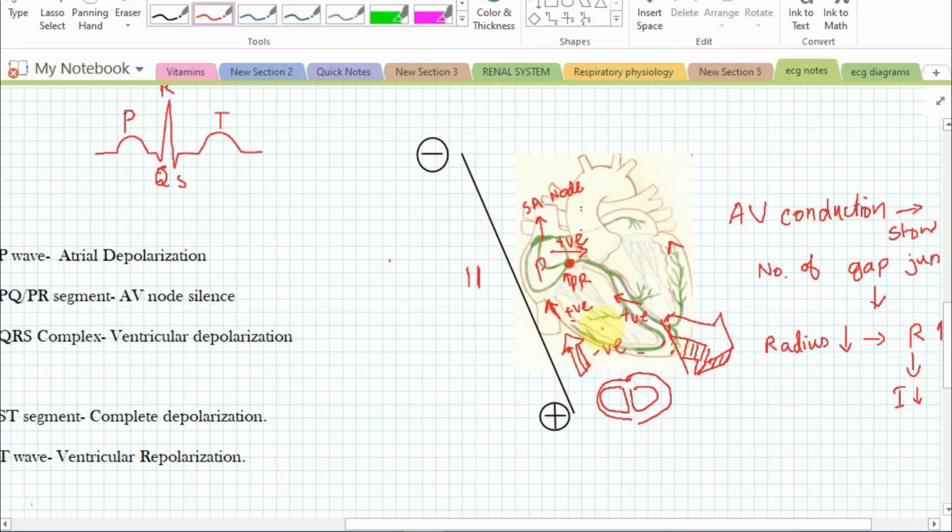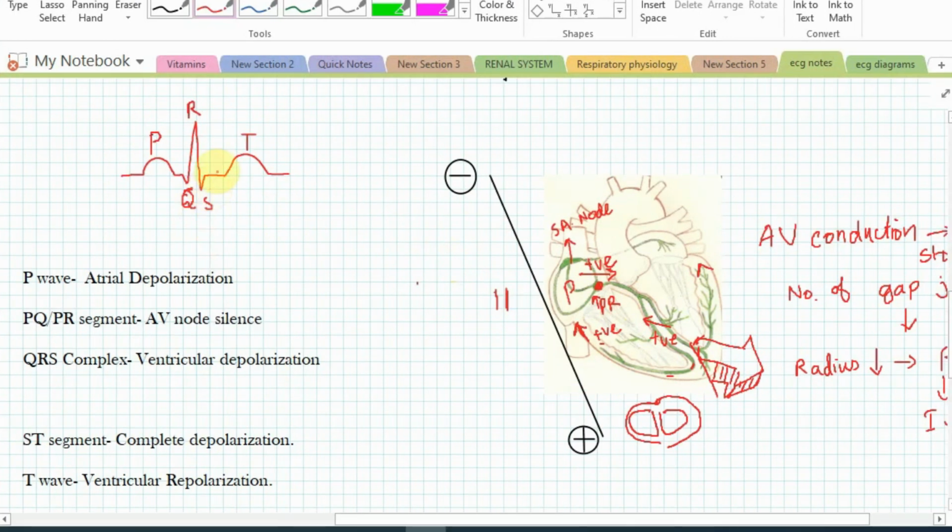After the S wave, we have the ST segment. Now the ST segment denotes complete ventricular depolarization, and that's why, when we see a complete depolarization as per the rules, we should see an isoelectric line, and that is what's shown over here at this segment. That is, the ST segment denotes complete ventricular depolarization.